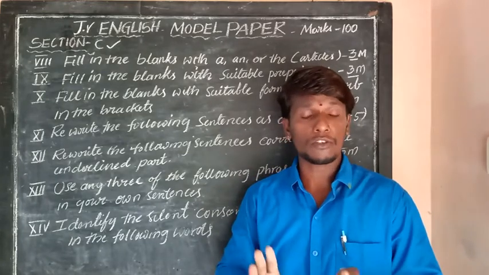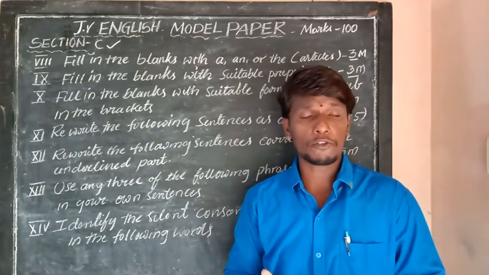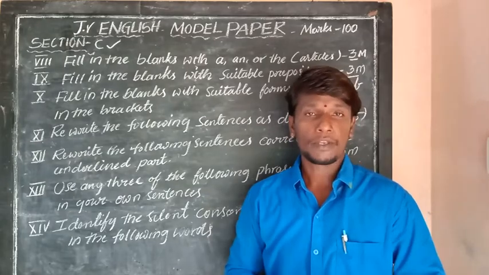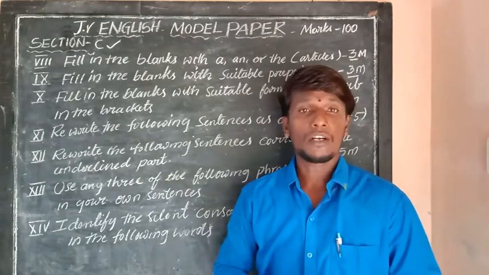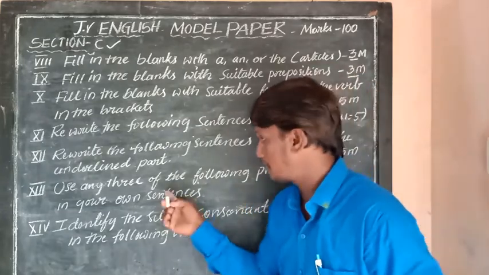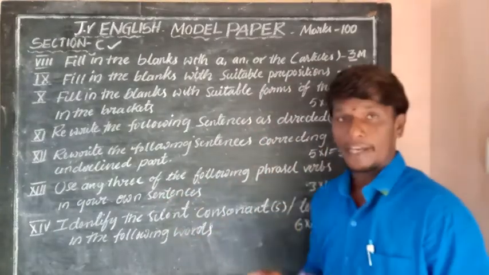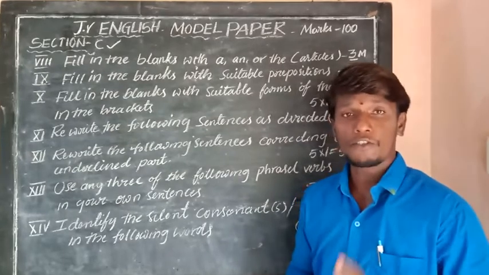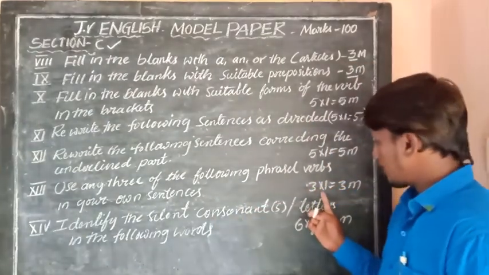Here you are not supposed to write the meaning of the phrasal verb. It is enough to write a sentence using the phrasal verb. That is okay. So this is for 3 marks here, and you need to write 3 sentences using the given phrasal verbs for 3 marks. Okay, now.